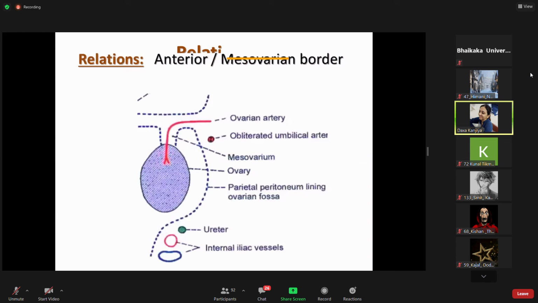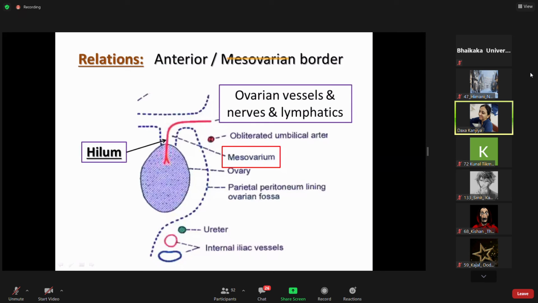Now, two borders. There are two borders, anterior and posterior. The anterior border is also called the meso-ovarian border. If you remember, one part of the broad ligament attached to the ovary is called the meso-ovarium. So the anterior border gives attachment to the double-layered fold of peritoneum, that is the meso-ovarium, and that's why this border is called the meso-ovarian border. This meso-ovarium acts as a hilum. It gives passage to the ovarian vessels and nerves, as well as lymphatics.